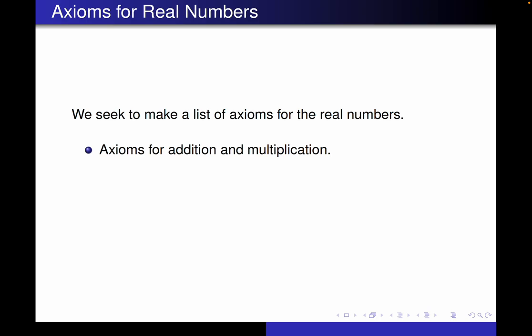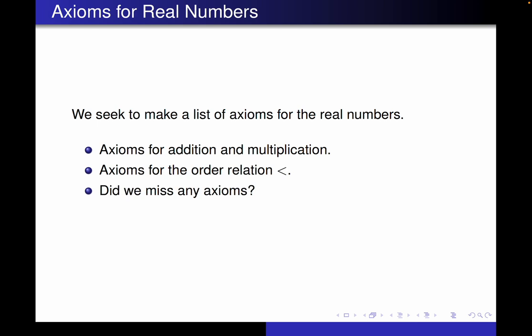We are going to look at axioms for addition and multiplication, so that's the arithmetic part of it. We're going to find the axioms for the order relation less than. And then we're going to ask ourselves, once we get to the end of that list, did we miss any axioms? And what does it even mean to miss an axiom?